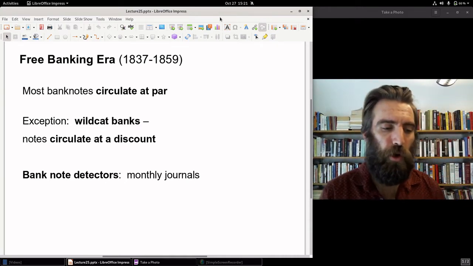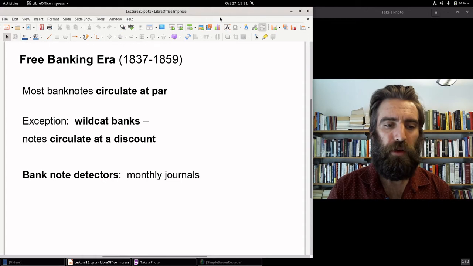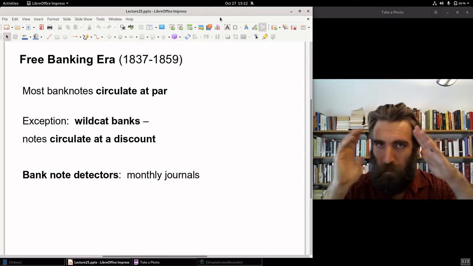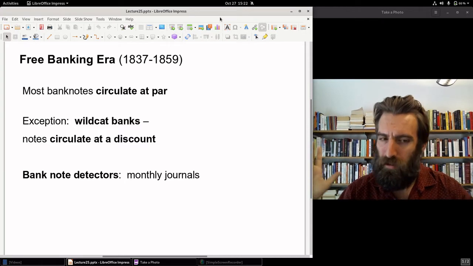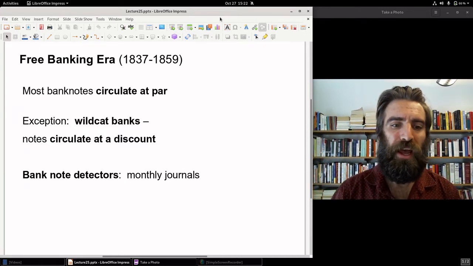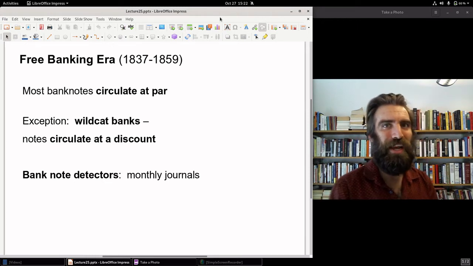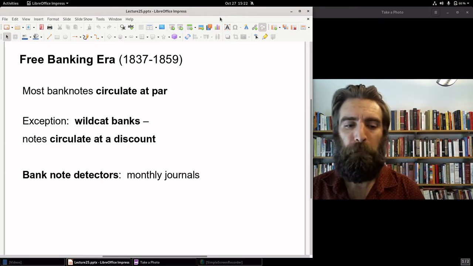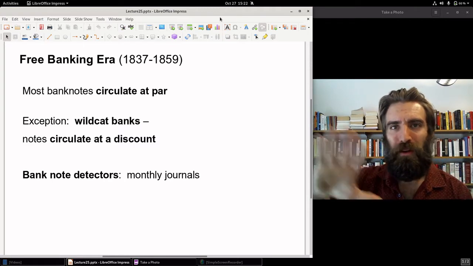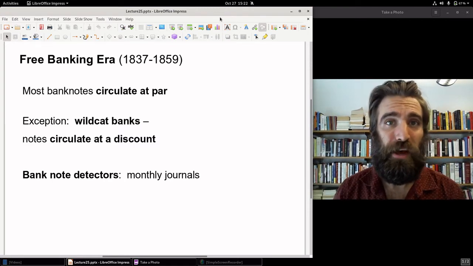If you're living in New York and all of a sudden you come across a note from Indiana, okay, immediately red flags are going up. What's this Indiana note doing in New York? You're going to be unsure about that note, and you're probably not going to want to take it. Notes from further away were more likely to circulate at a discount.